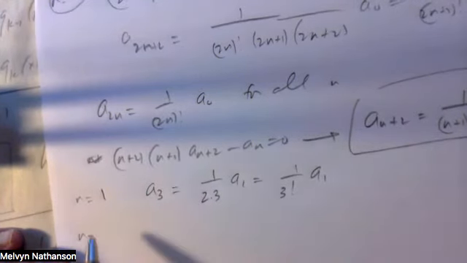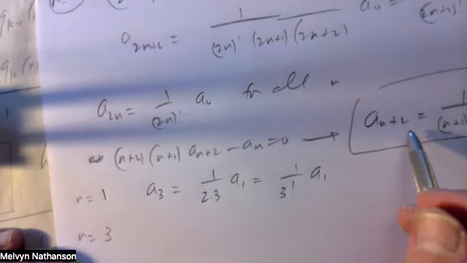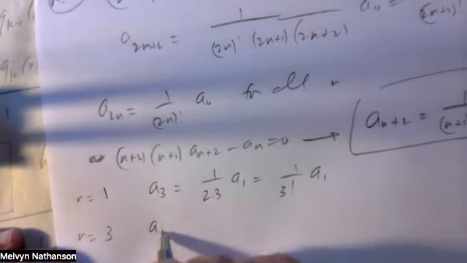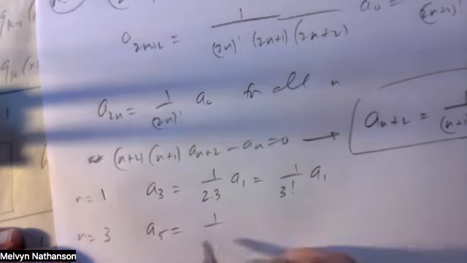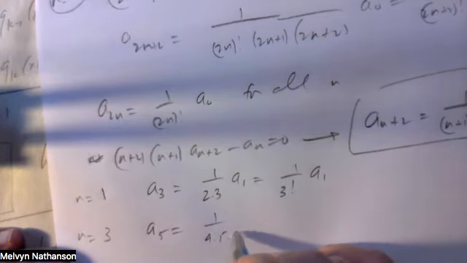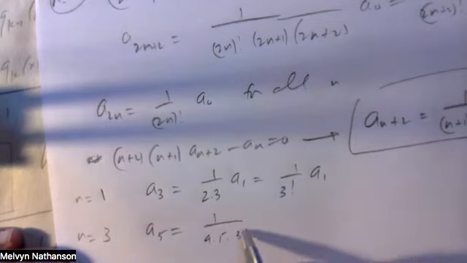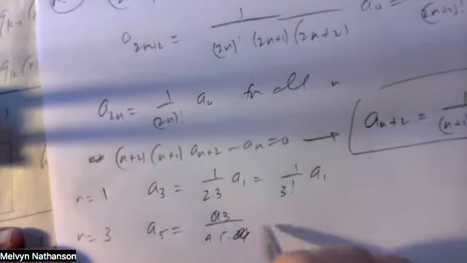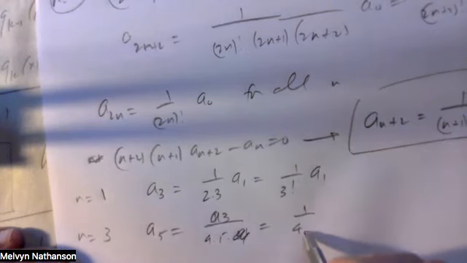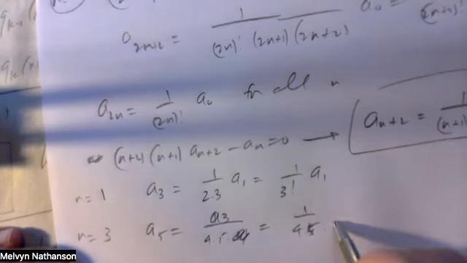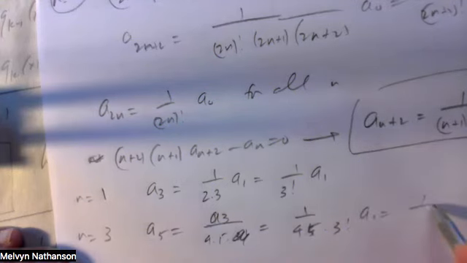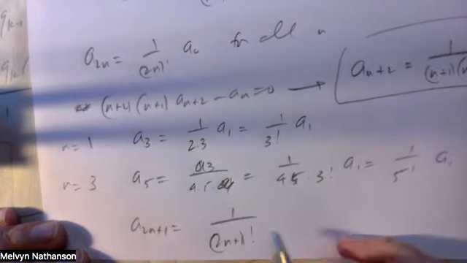If you let n equal to 3, you get a5 is 1 over 4 times 5 times a3, which is 1 over 4 times 5 times 3 factorial a1, or 1 over 5 factorial a1. And in general, you will see that a sub 2n plus 1 is 1 over 2n plus 1 factorial a1.